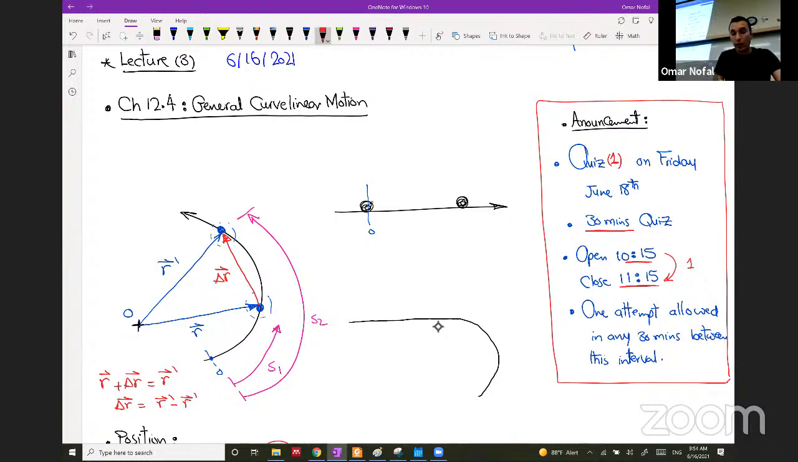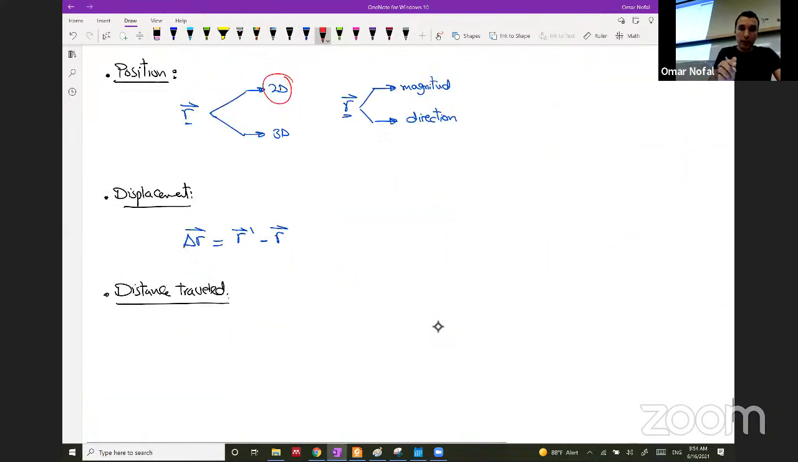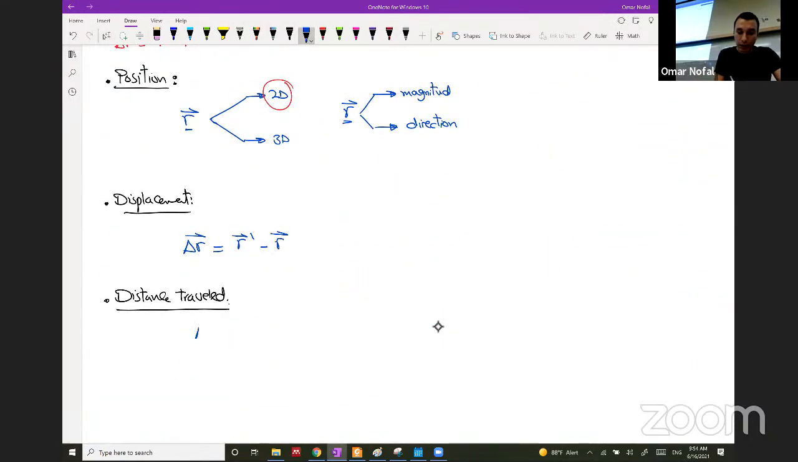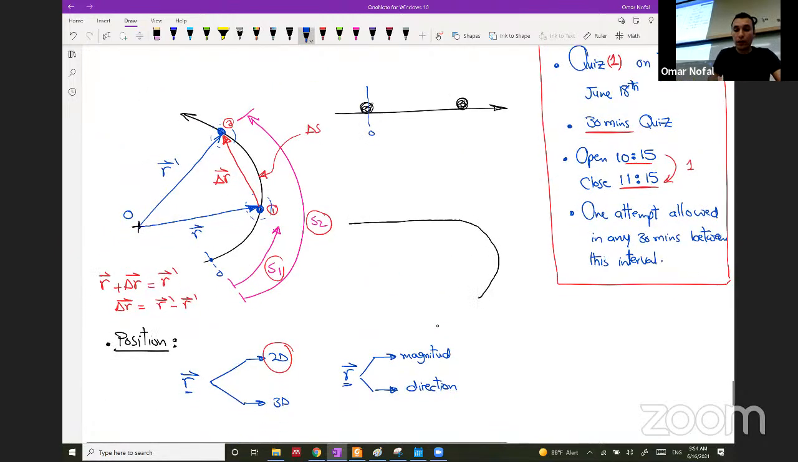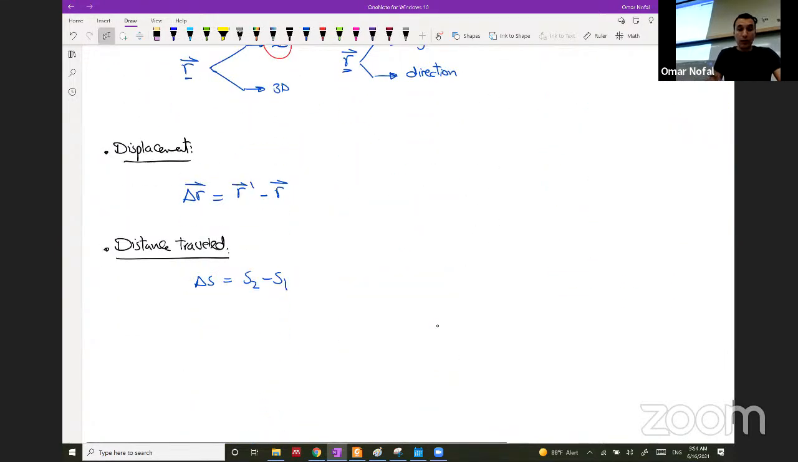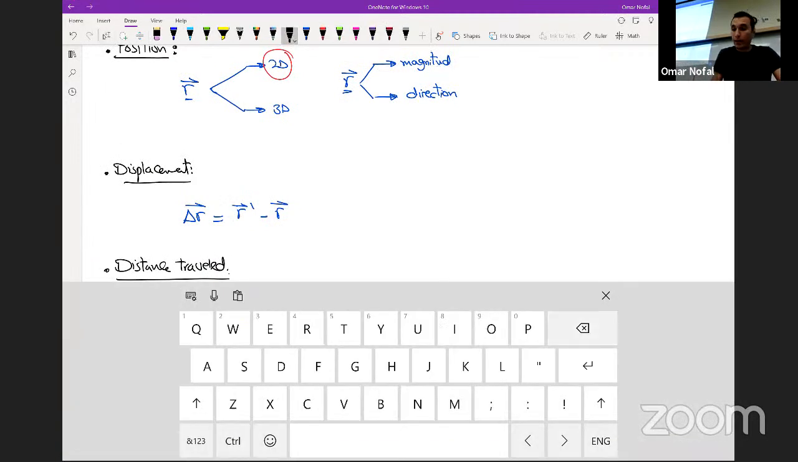So let's see what is the distance traveled from point 1 up to point 2. The distance traveled is the distance that you did on this curved path. So it should be S2 minus S1. Let's call this delta S. So delta S is the distance traveled, which will be equal to S2 minus S1, which is the distances on the curved path itself.